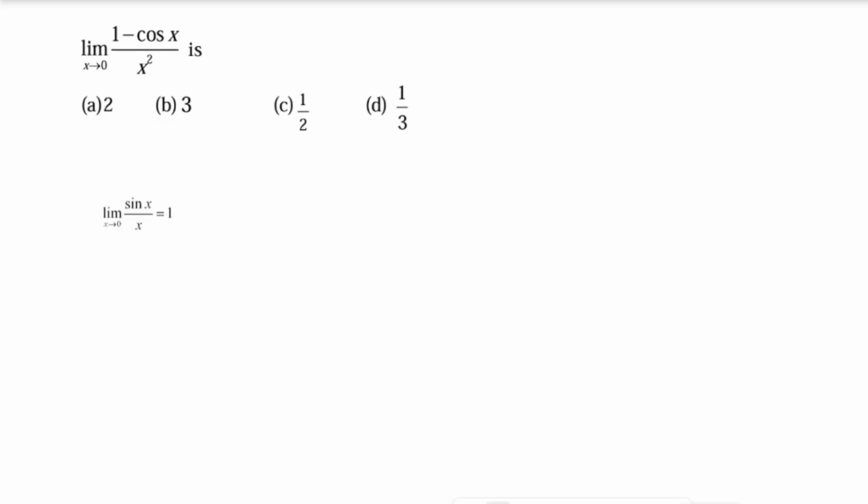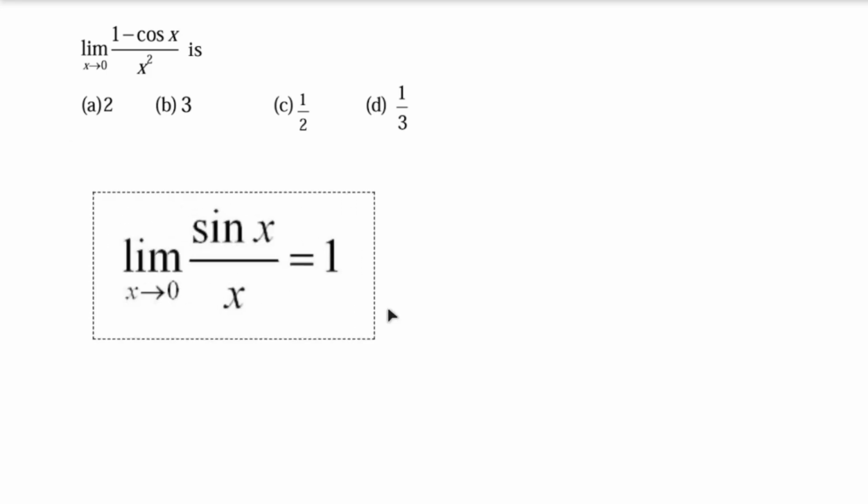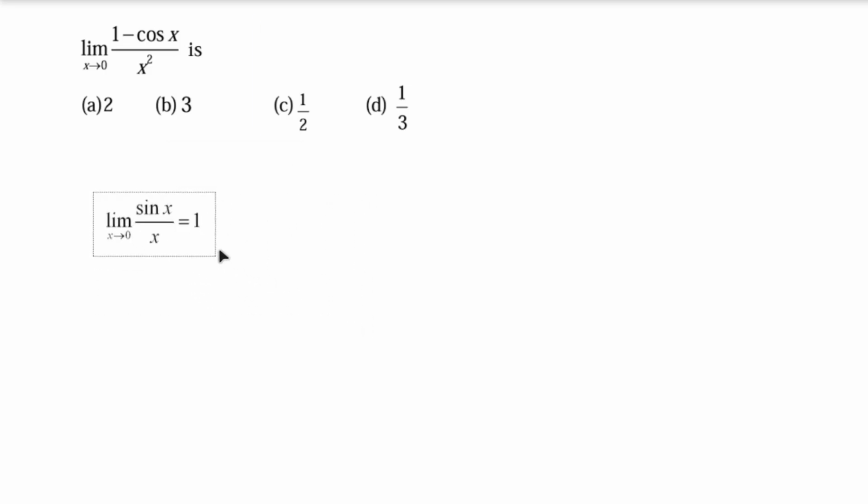Next sum: limit x tends to 0, 1 minus cos x divided by x square. To solve this, we need to know the following formula, an important formula that you learned in grade 11: limit x tends to 0, sin x by x is equal to 1. There is a name for this, so if you remember, comment in the comment section. I will say after some time.